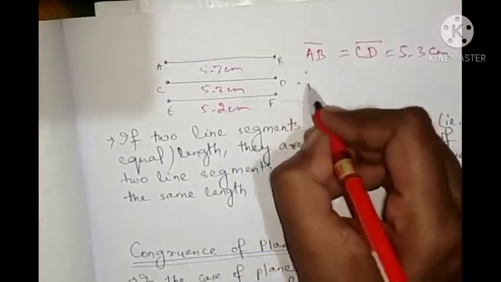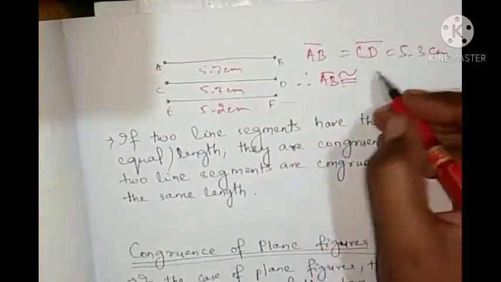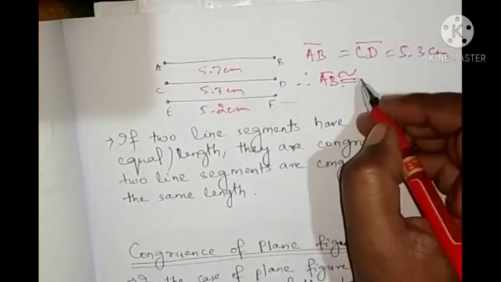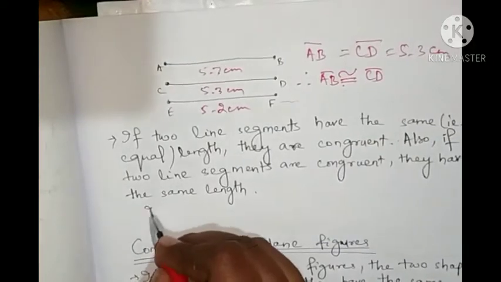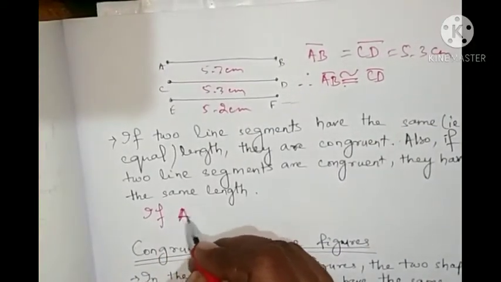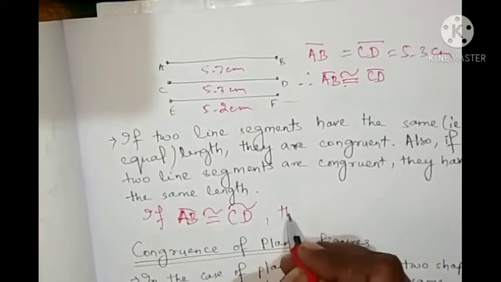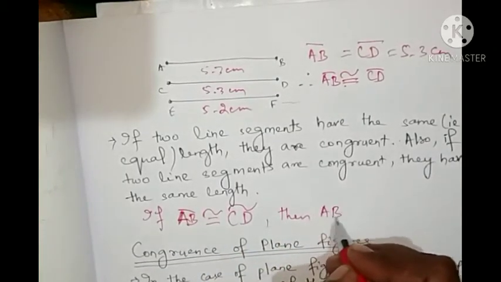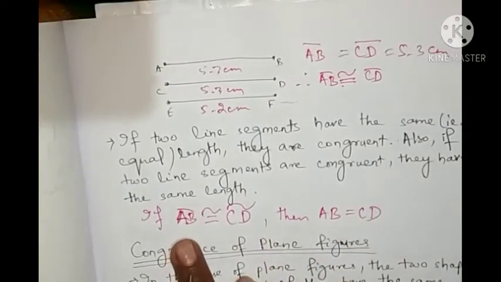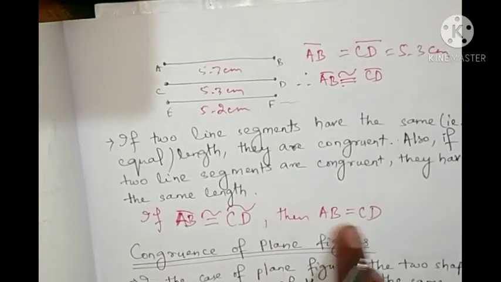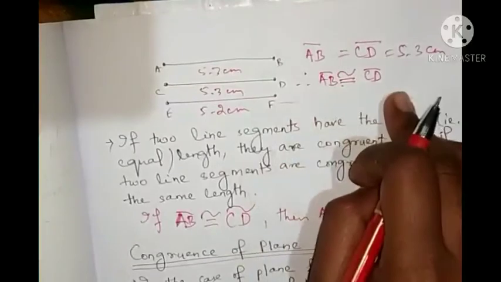That's why line AB is congruent to line CD. Or if you are writing, if line AB is congruent to line CD, then what will happen? AB equal to CD. Means length is equal. When line segments are congruent, they have the same length. When line segments have the same length, they are congruent.